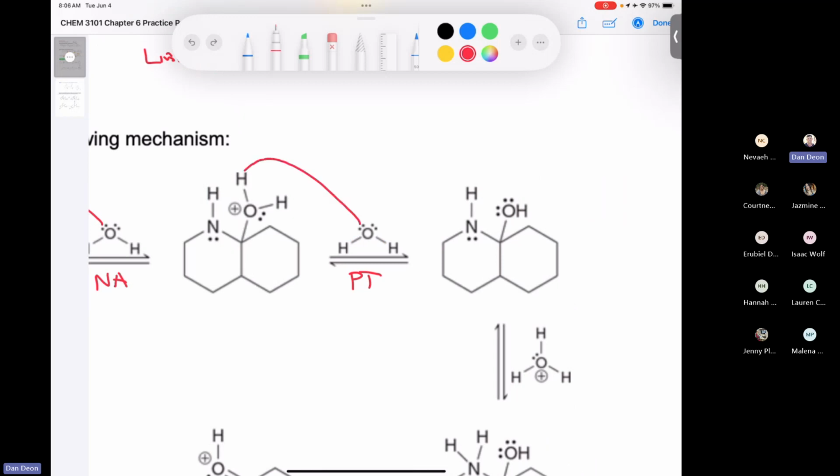So you could draw the arrow to this proton. You could draw the arrow to this proton. It doesn't matter. So we'll just draw it to this one over here, and we'll have to put the lone pair back on the oxygen. So the oxygen can have 2 lone pairs.